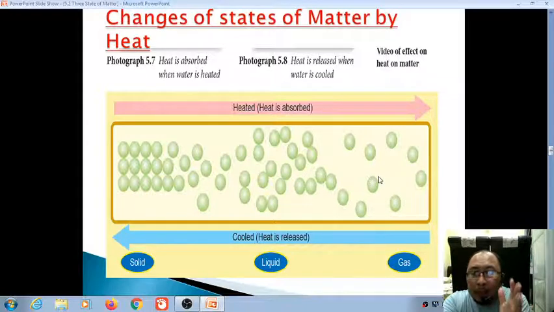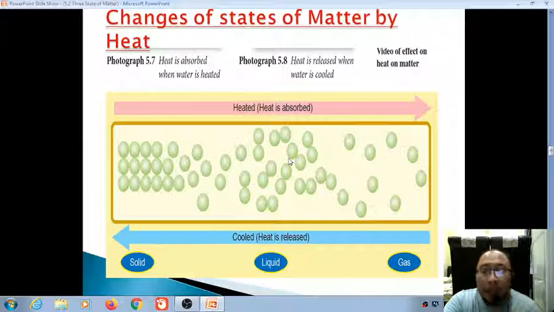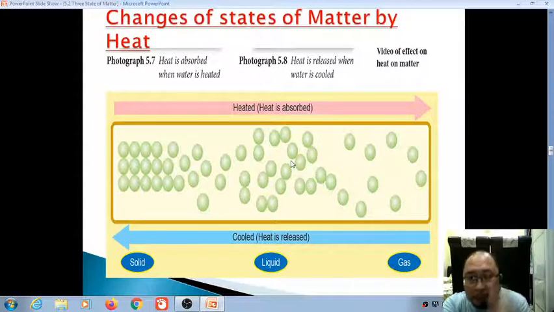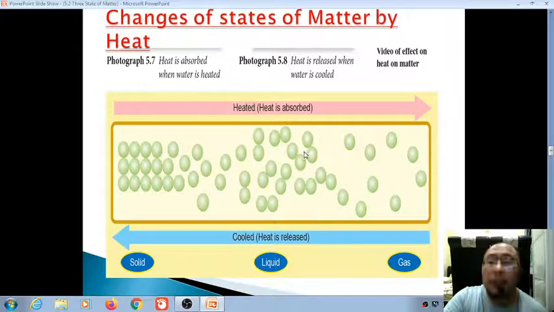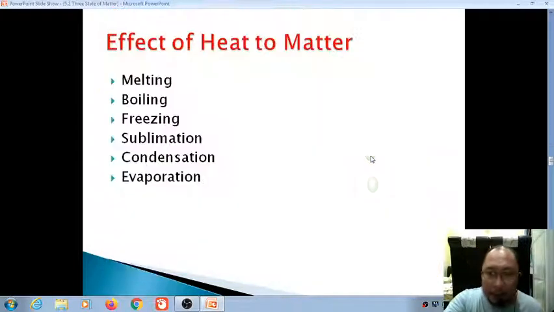But if the particles are further apart like this, it will become gas. So all this arrangement depends on the arrangement of particles, and this arrangement depends on the movement of particles, and the movement of particles depends on the kinetic energy. The kinetic energy is influenced by the heat energy supplied, whether the particles absorb it. If the particles absorb heat energy, the kinetic energy will increase. If the particles release energy, the kinetic energy will decrease.